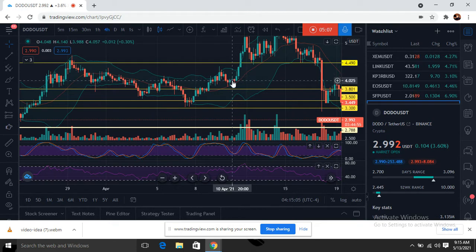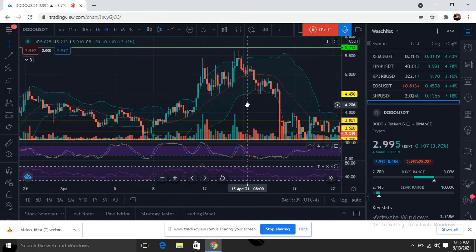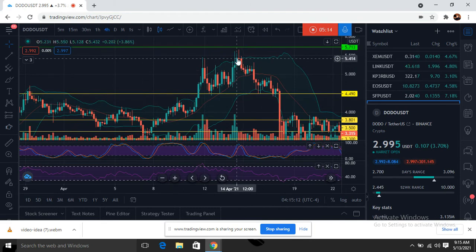This one is doji, normal doji. Okay, a doji looks something like this. It looks like this, something like this.